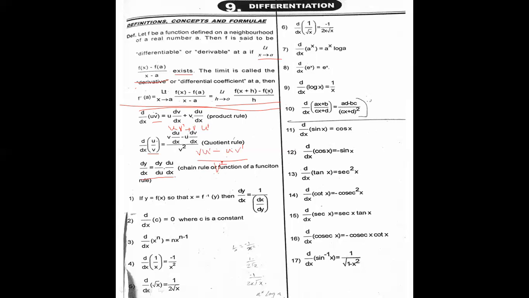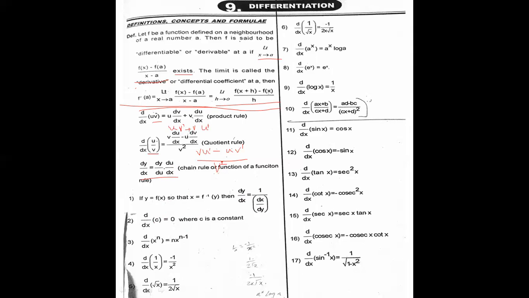Next is the chain rule. dy by dx can be written as dy by du into du by dx. This is the chain rule. So now we will learn differentiation in detail. So these are the formulas. So dy by dx is equal to 1 by dx by dy.